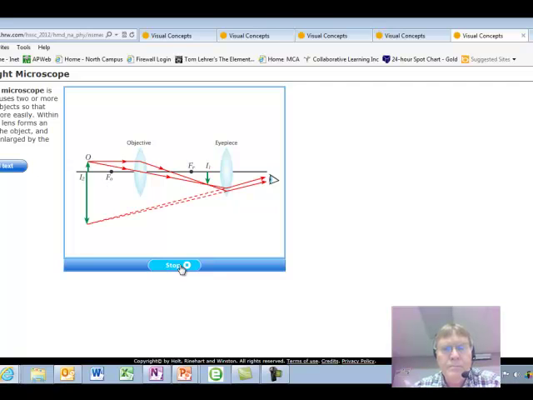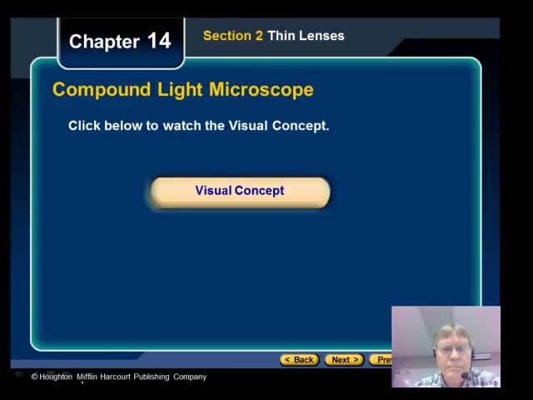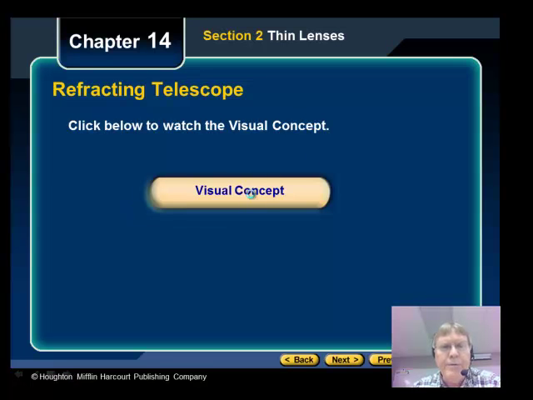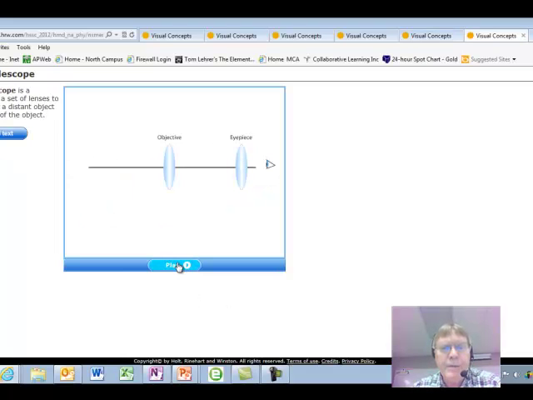Because the image is within the focal length, the eyepiece lens produces an enlarged virtual image of the first image. The two lenses produce a greatly magnified virtual image of the object. Magnifications of 1,000 times are common in compound light microscopes. Okay, and then a refracting telescope. Here's the way they work.